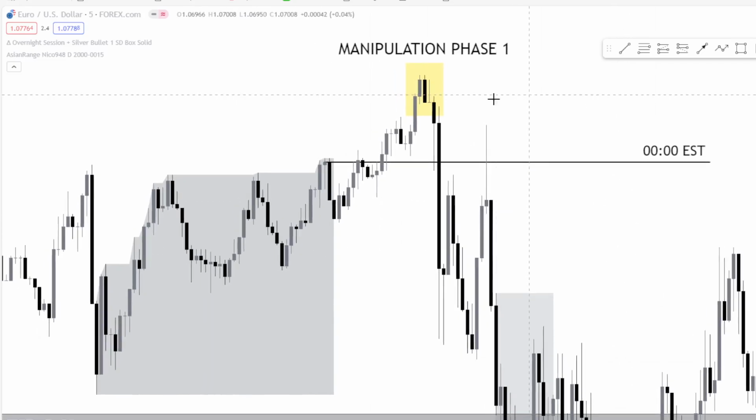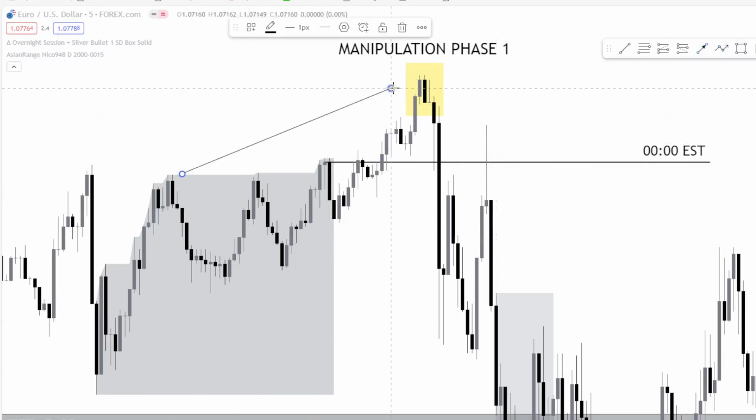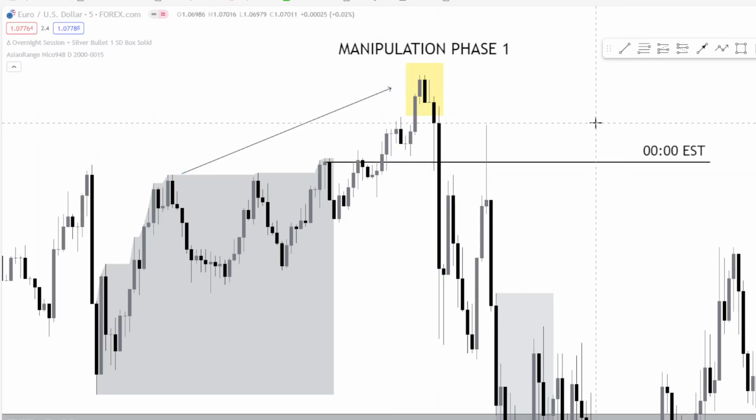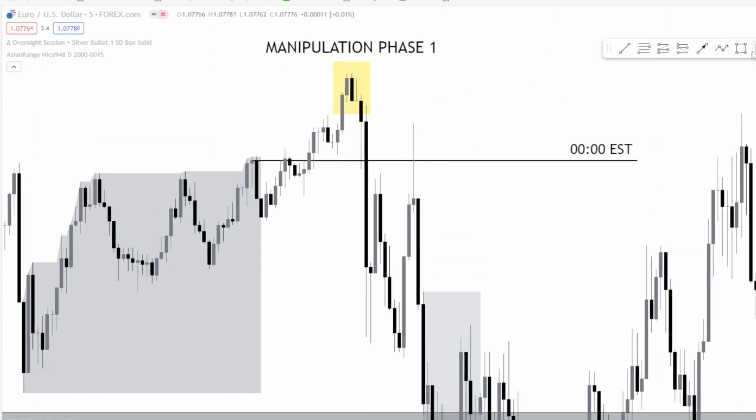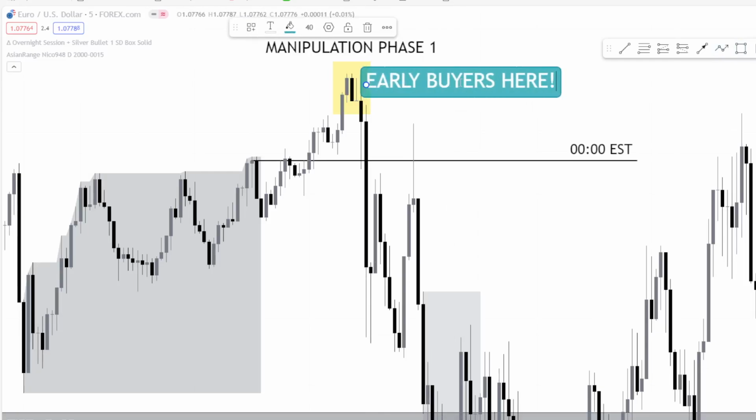Now, we have the Asian high over here, and this Asian high gets swept here. So what this represents is a sweep of liquidity. What is the purpose of the market doing this? The market will entice early buyers into the market. So the market entices early buyers through this price action, so here we see an enticement of early buyers.